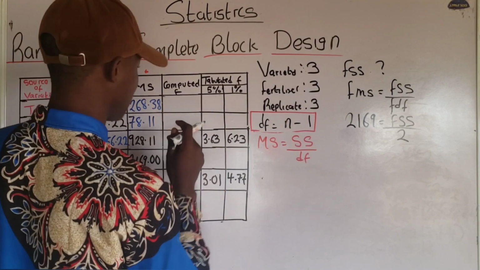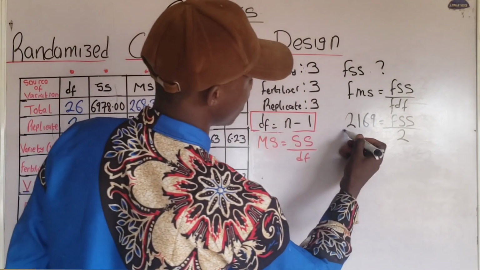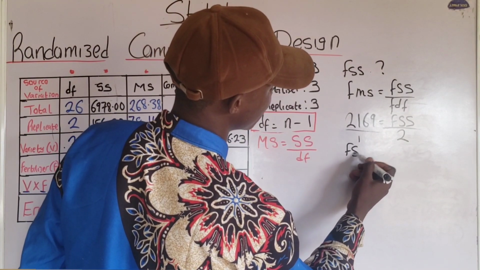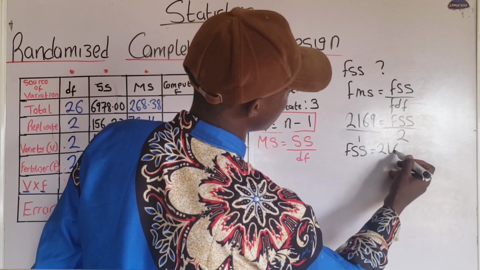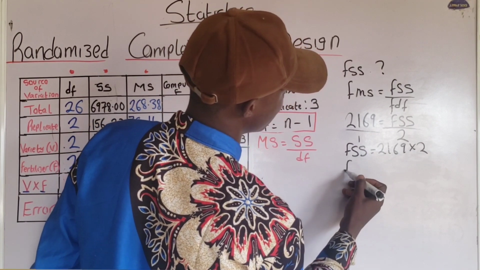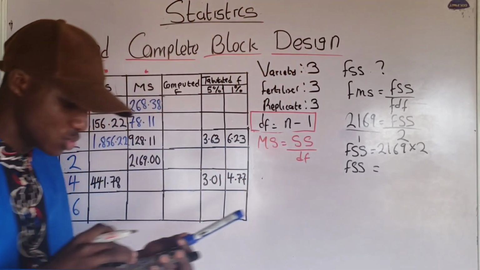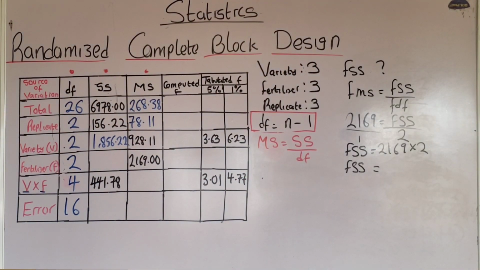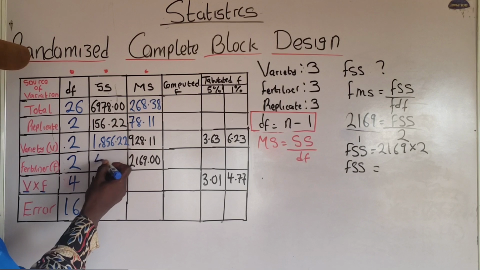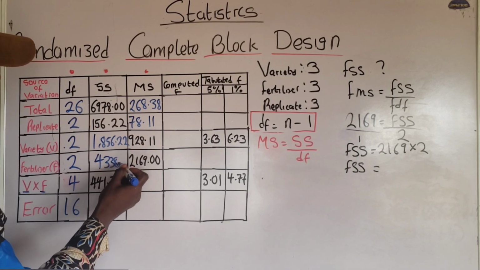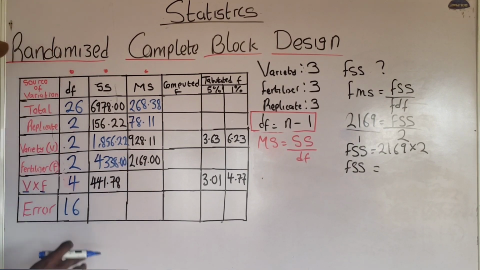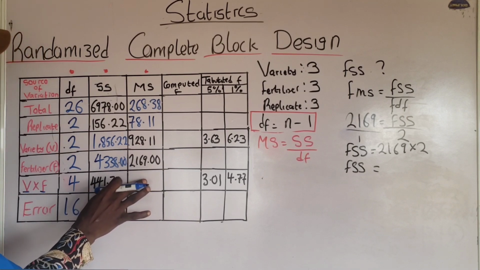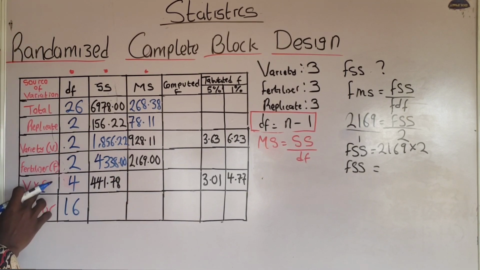So I'm going to have here the cross multiply: fertilizer sum of squared is equal to 2169 multiplied by 2. That is 4338.00. Okay. Now, let's determine the value of these cells, which is the variety fertilizer mean squared.